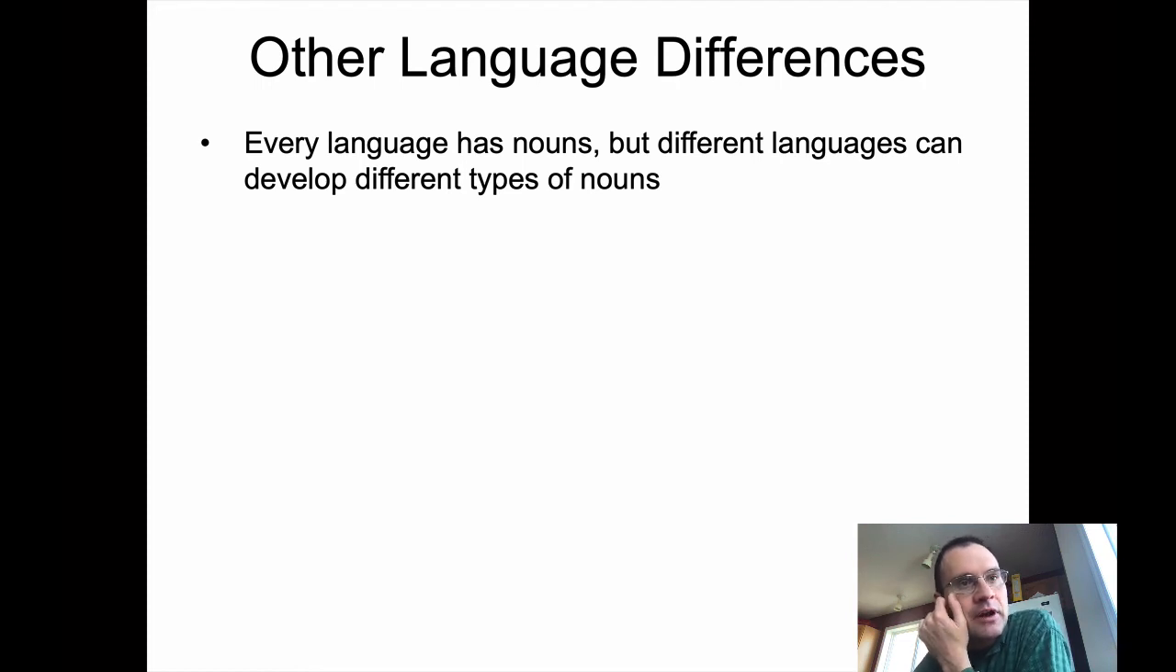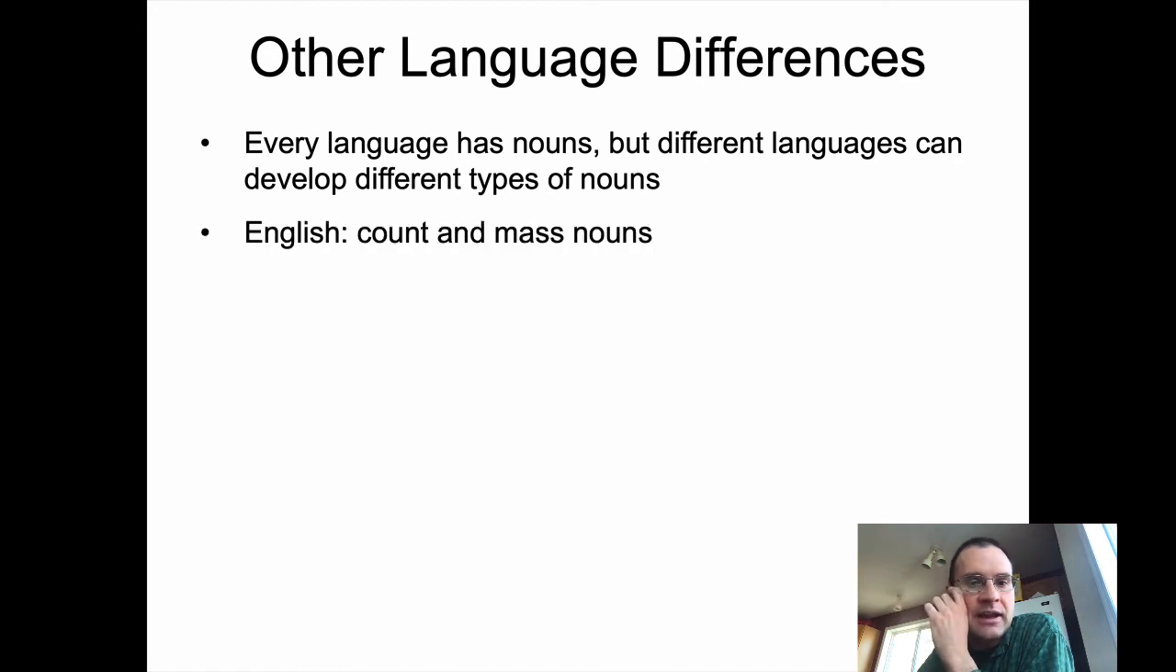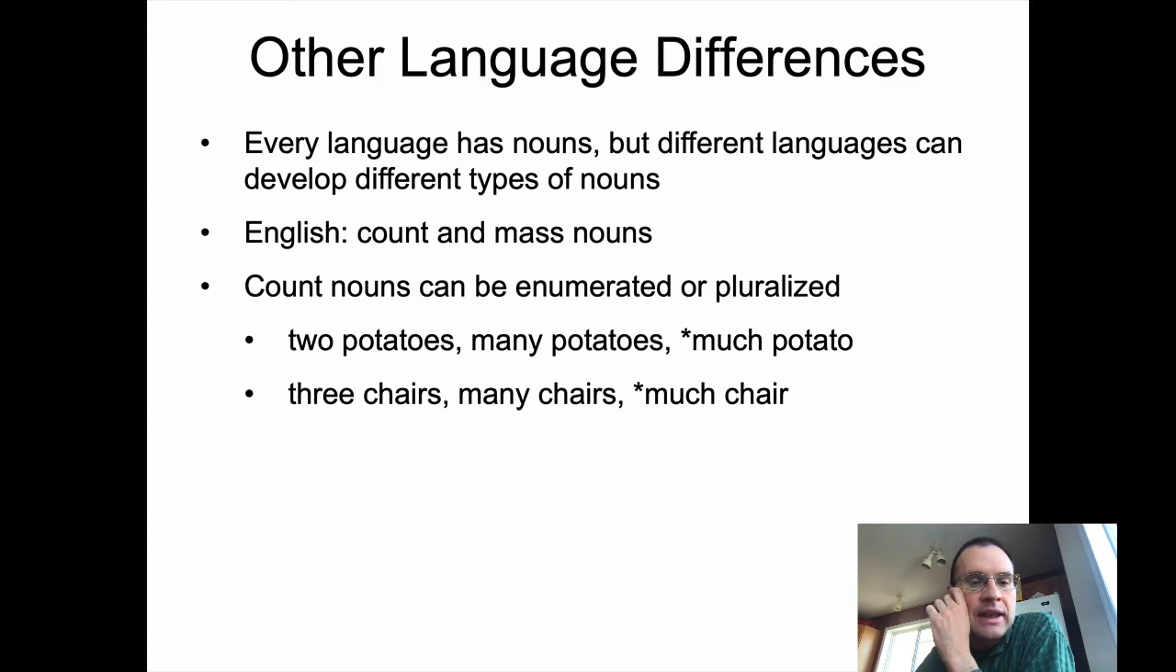So one that's kind of fun that we see in English is that there's different kinds of nouns, and they work differently syntactically, and they fit into different phrases. These are called count and mass nouns. So count nouns are anything that you can enumerate or count, basically, right? You can pluralize them without any difficulty. So potato is a count noun: 1 potato, 2 potatoes, 3 potatoes, 4, and so on and so forth.